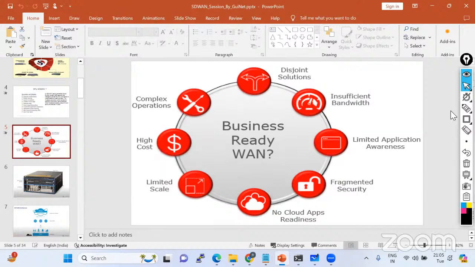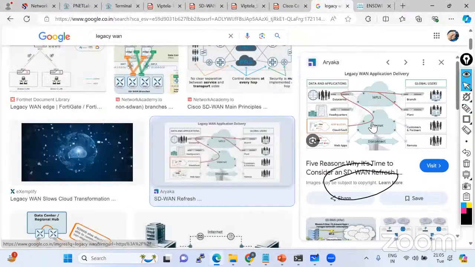Fragmented security. What does fragmented security mean? If you are going to use the legacy WAN, you have to buy firewalls, like a Cisco ASA firewall, Palo Alto firewall, FortiGate firewall, Checkpoint firewall, or other vendor firewalls. So you have branch locations, different branch locations, maybe.